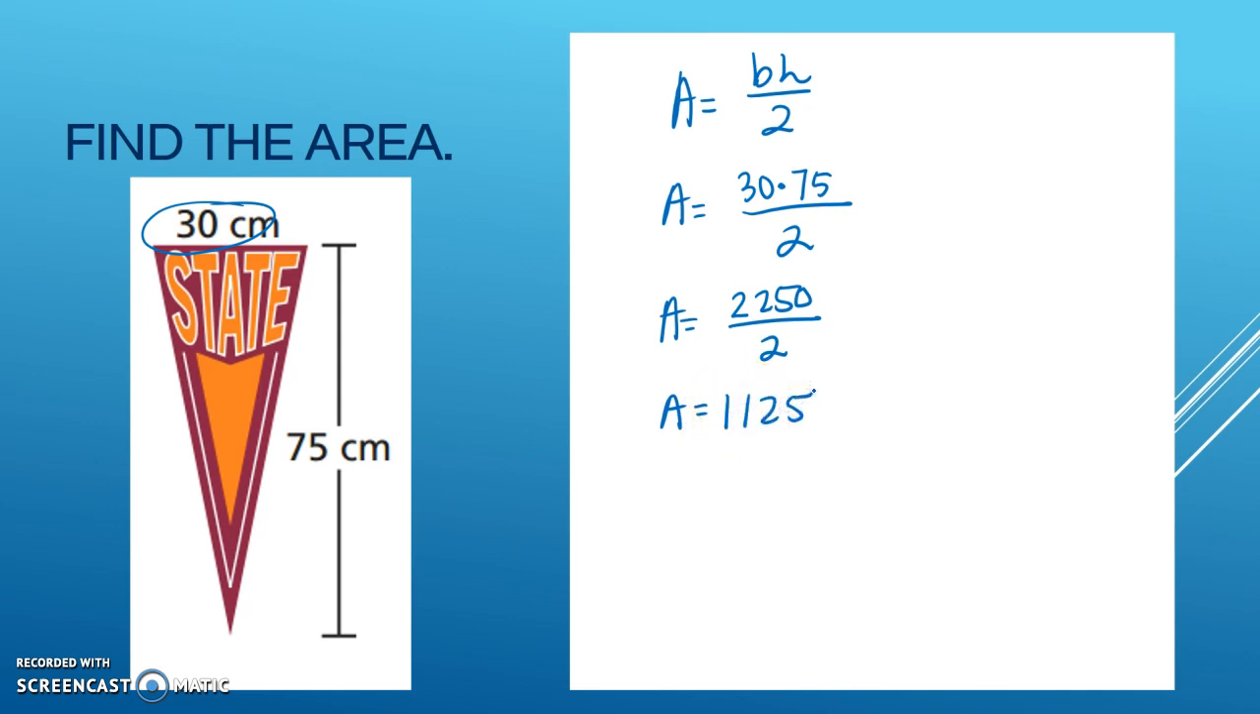1,125. So that could seem kind of odd, but again, centimeters is really small. And then remember, area is always squared. So it should be 1,125 centimeters squared.